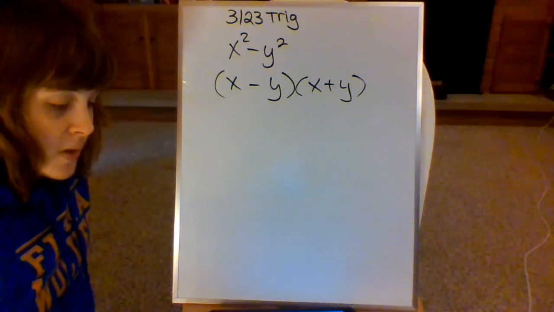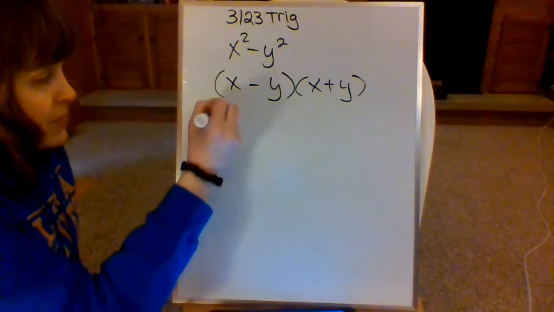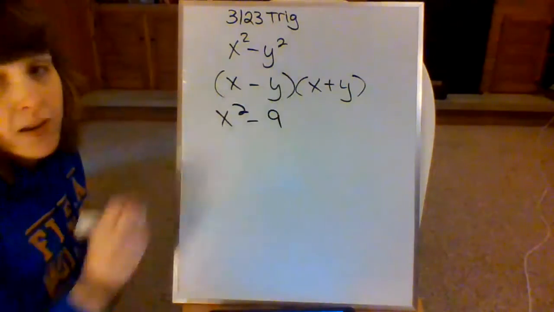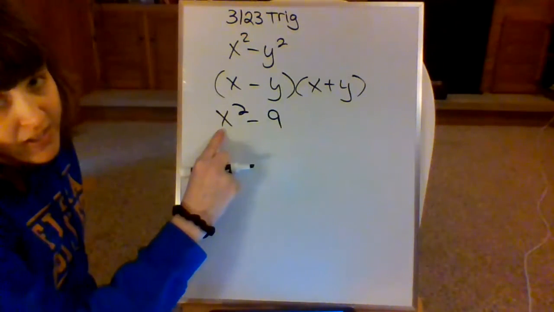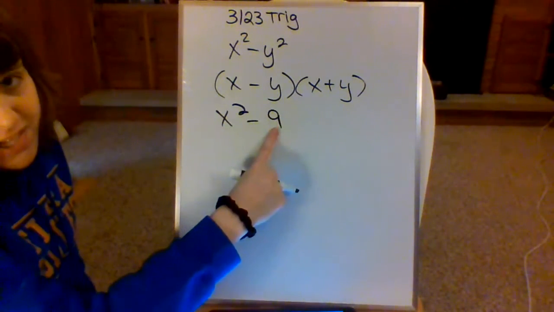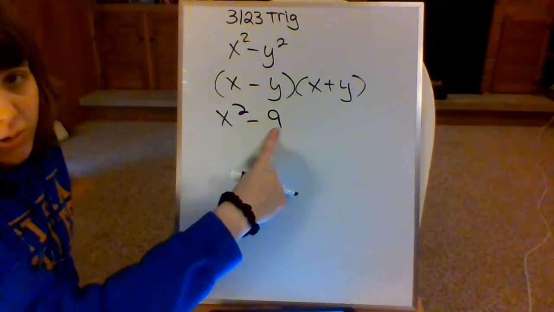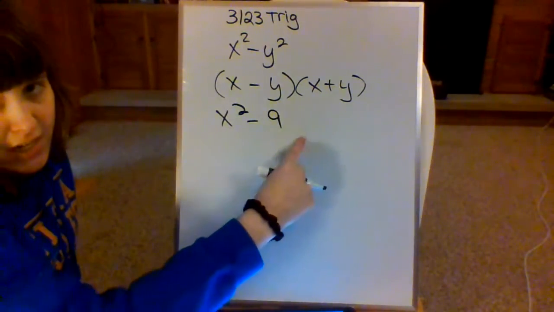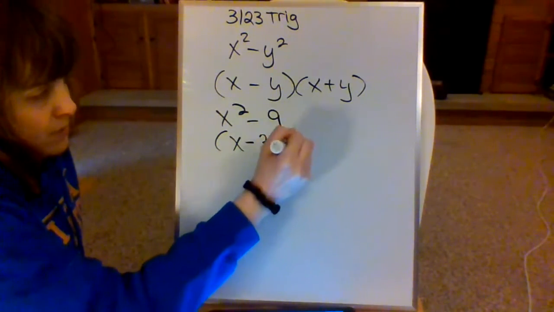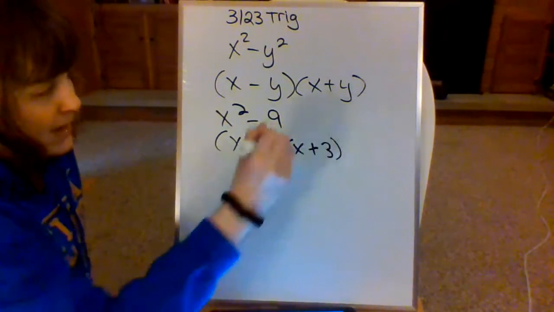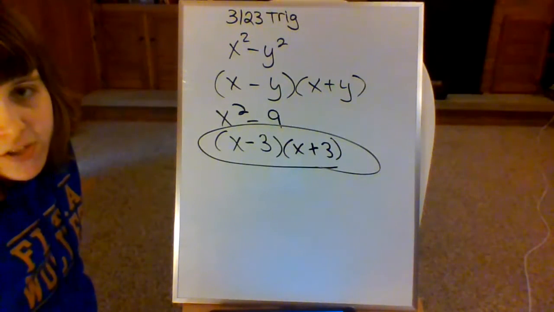Okay, so we're going to have an example here, x squared minus 9. Alright, now, I know that the square root of this is x, and the square root of this is 3. Okay, so we're going to write x minus 3 and x plus 3. And then that's it. You've factored the difference of two squares, x squared minus 9.